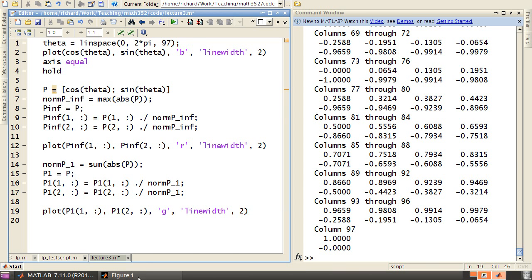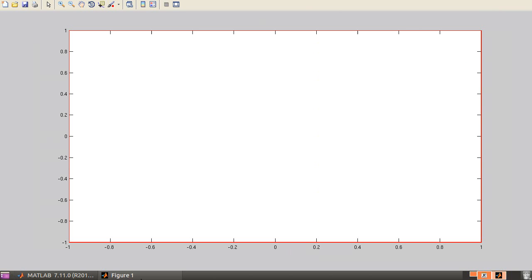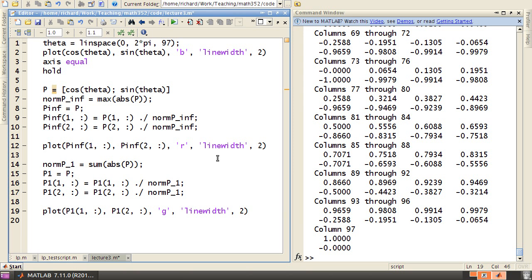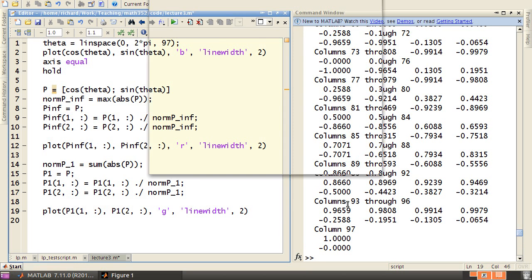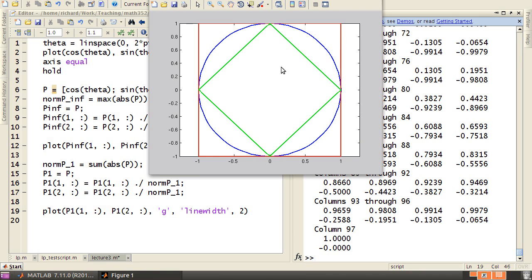Okay, so before we do that, why don't we just have a think about what it's going to look like. For each vector that has a 1 norm length of 1, the sum of the components must be equal to 1. So hopefully, if you think about that for a moment, you'll see that it's also going to be a square, but it's going to be a different one from before. Okay, so here it goes.